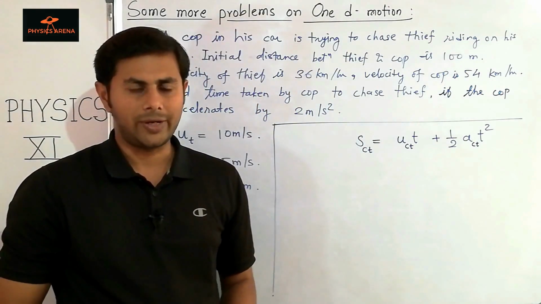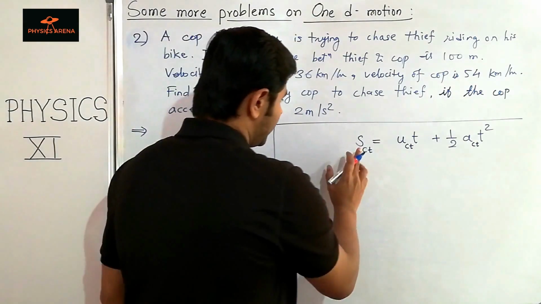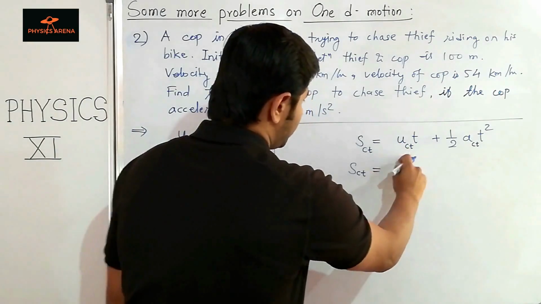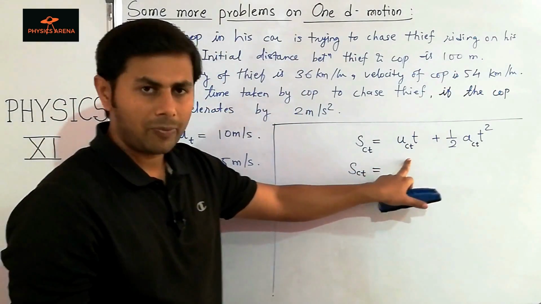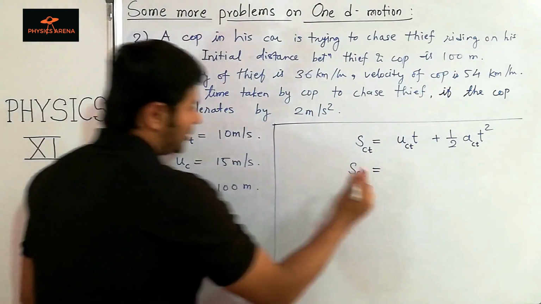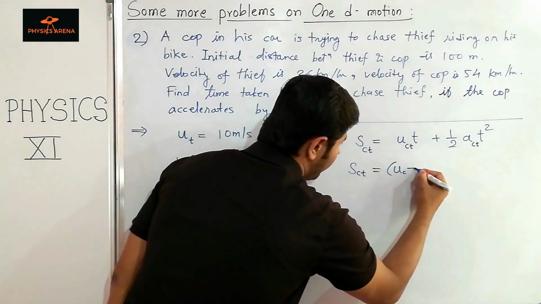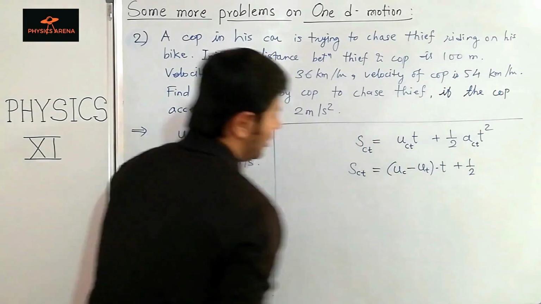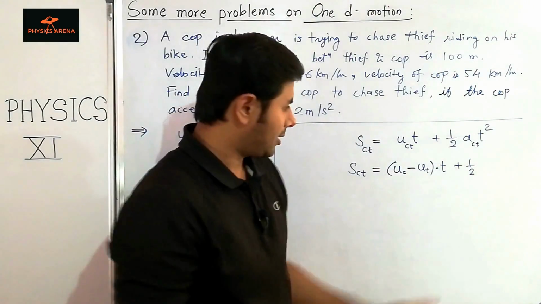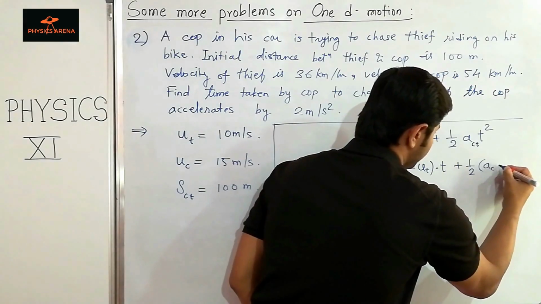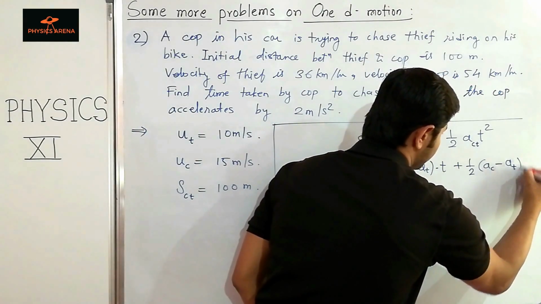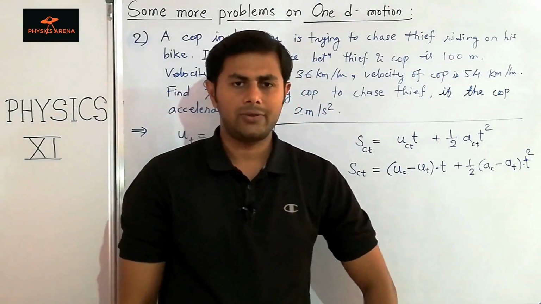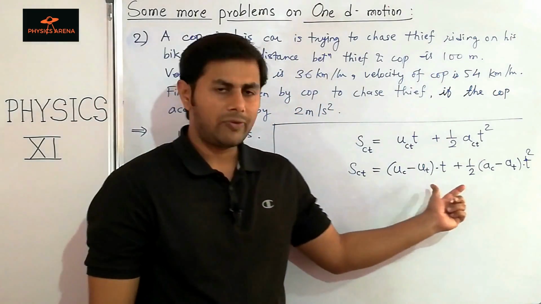And we know what relative means. So let's keep the same. This UCT is velocity of cop with respect to thief. So it is velocity of cop minus velocity of thief times t plus half, and this thing is acceleration of cop minus acceleration of thief times this t square.